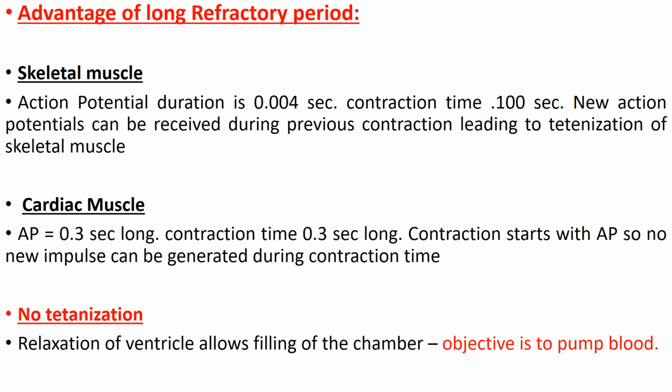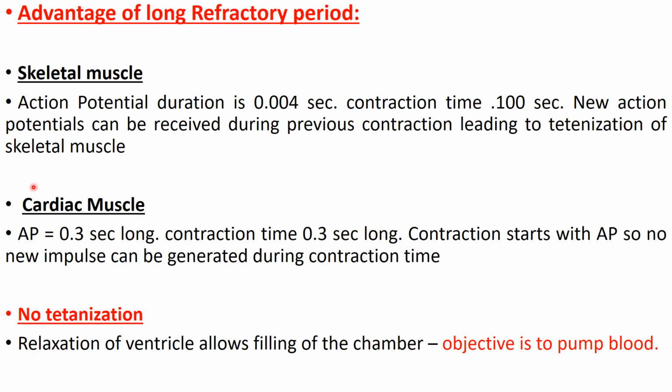What is the advantage of this long refractory period? You know that the skeletal muscle has an action potential of 0.004 seconds and the contraction time is 0.1 second. And new action potentials can be received during the contraction that is occurred because of the first action potential. And this leads to tetanization of the skeletal muscle.